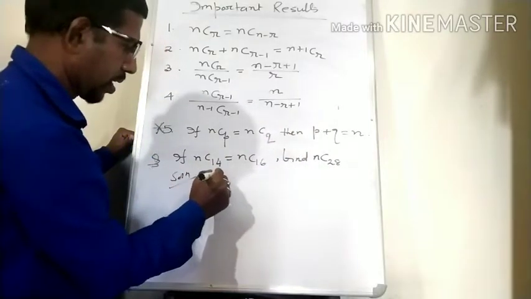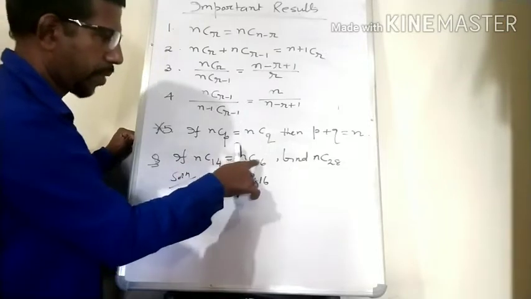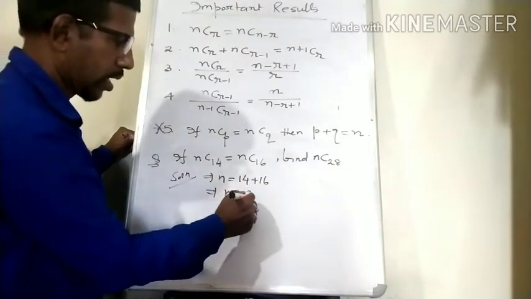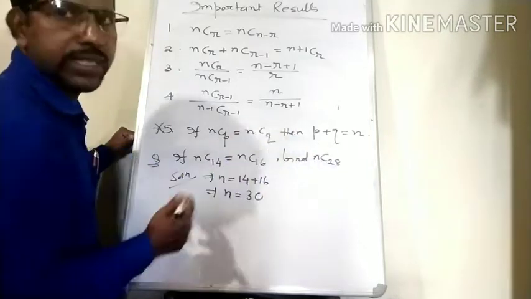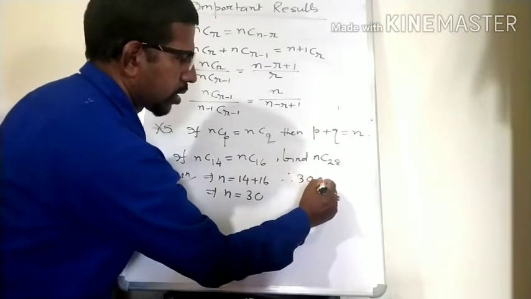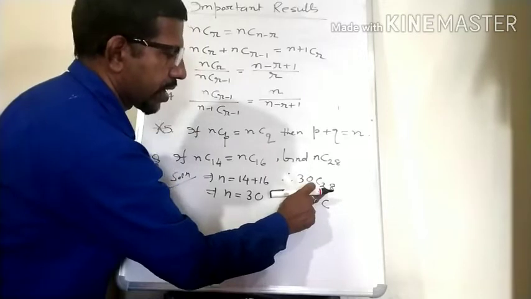So this implies we can write n equal to what? Just 14 plus 16, p plus q. So what is the value of n? 30. Now we can find our nC28. Therefore, n is 30, so 30C28. See, it is 28, a very big number.